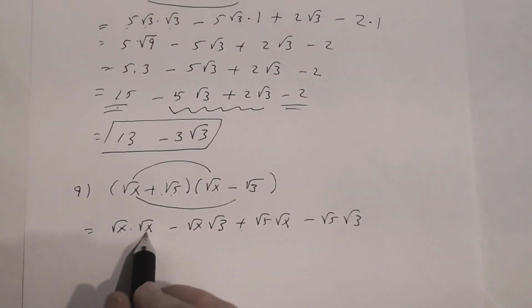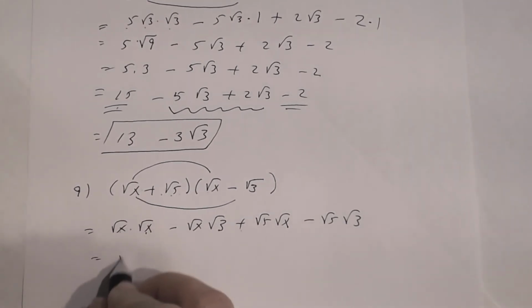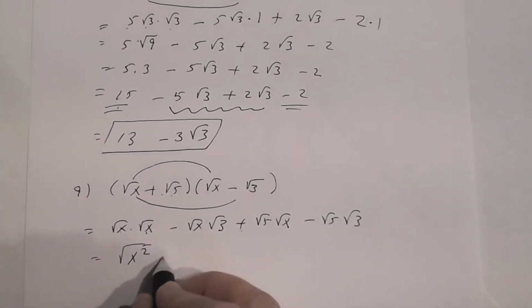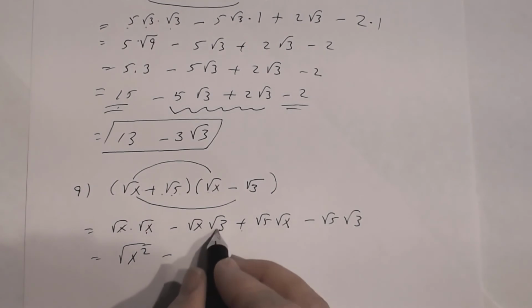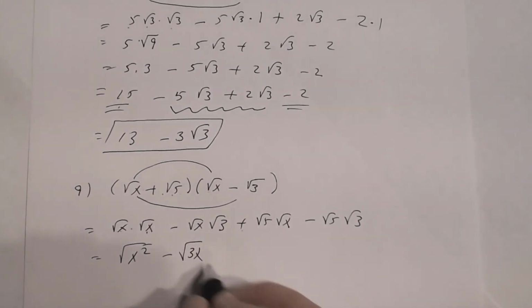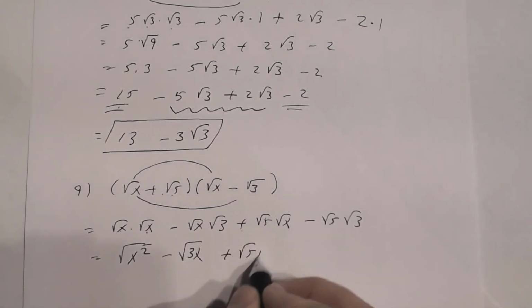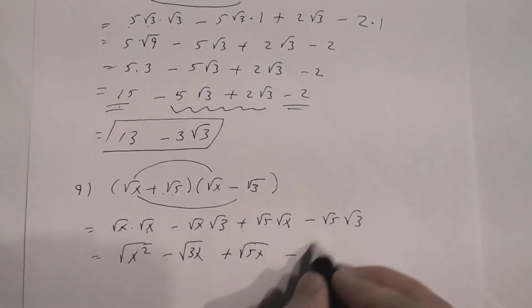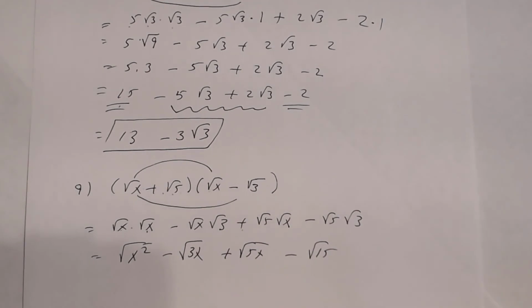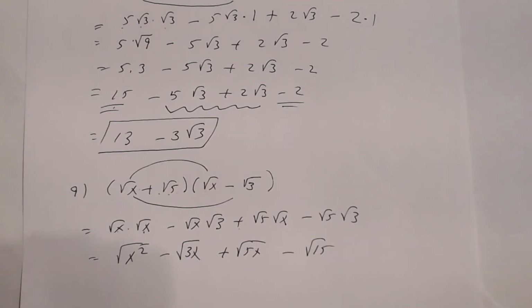So square root of x times square root of x, using the product rule, is the square root of x squared. Minus, using the product rule here, x times 3 is 3x, so that's the square root of 3x. Here, 5 times x, so that'll be the square root of 5x. And then here, that's minus 5 times 3 is 15. Now, can I simplify anything?